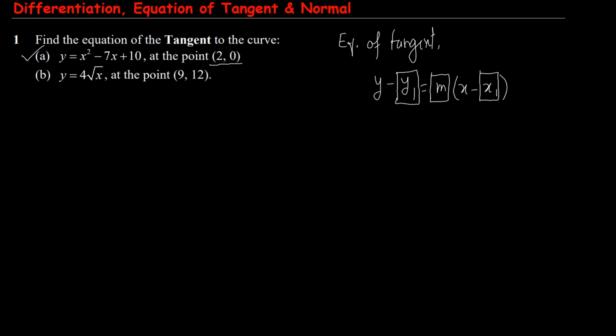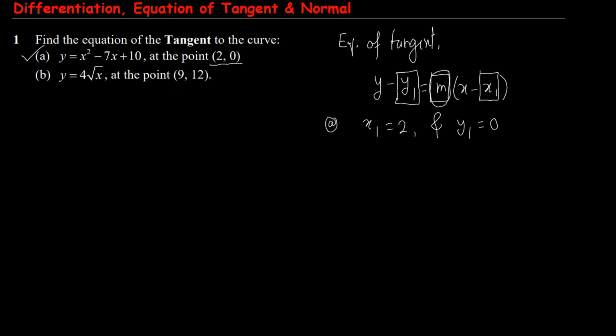So in that case we can say the x value and y value are given. In this particular case, for question a, x1 is given as 2 and y1 is also 0. We just need to find the value of m. m is actually the gradient at that particular point, dy by dx at this point.